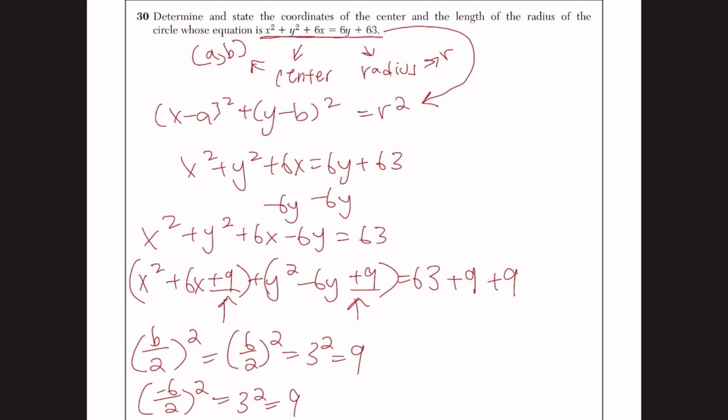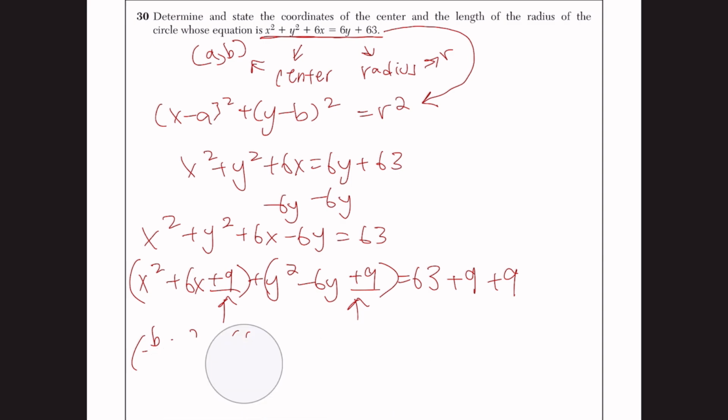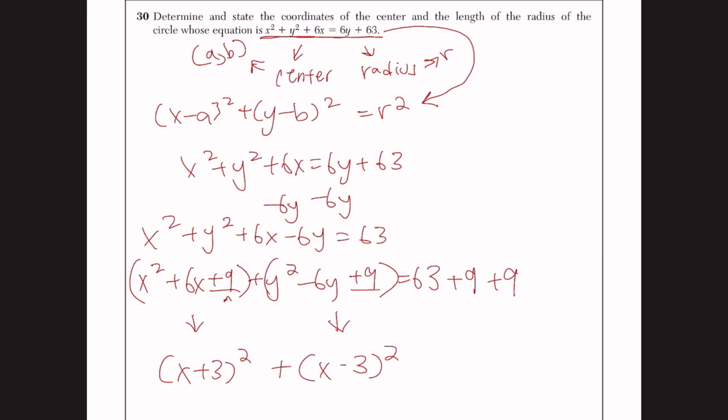So now these two sections are all perfect square trinomials, which means that they can be factored into this form. So when factored, this section is going to be (x plus 3) squared, and this section is going to be (y minus 3) squared. And then 63 plus 9 plus 9 is equal to 81. So we also have to put 81 into this form to find the radius, right? So 81 is just going to be 9 squared.